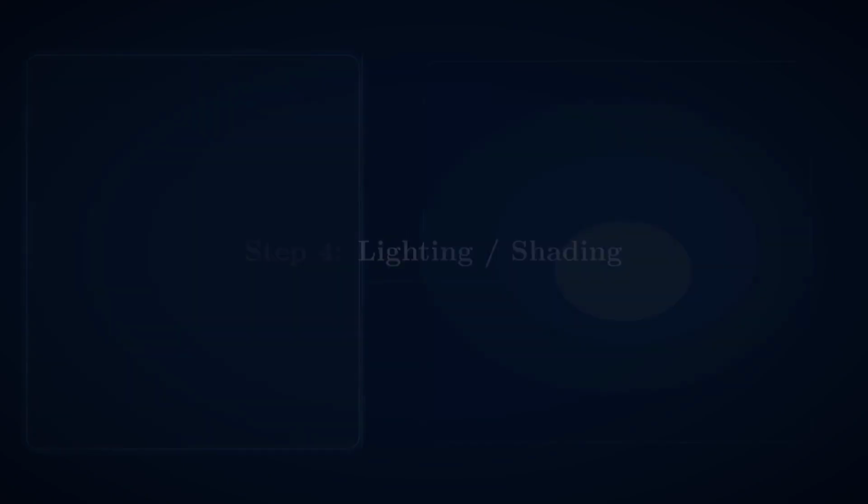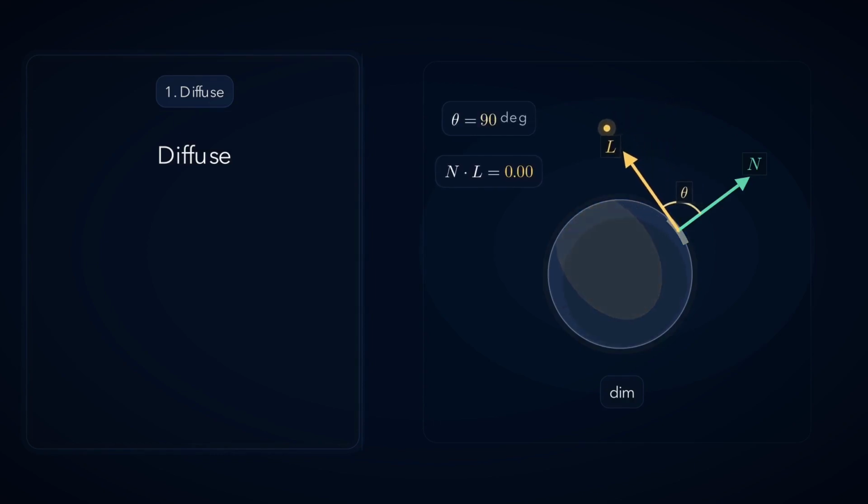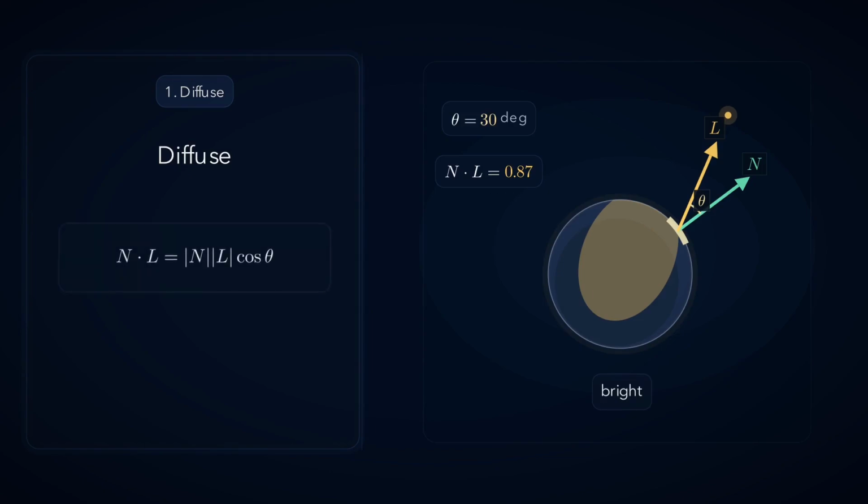Step 4 is lighting and shading. Diffuse lighting acts as a base, where N is the normal vector and L points to the light. A smaller theta gives a larger N dot L. At 90 degrees, N dot L equals 0 since cos theta equals 0, so diffuse lighting just vanishes. For unit vectors, this becomes N dot L equals cos theta. So diffuse intensity is proportional to the max between 0 and N dot L, which just gets rid of negative values.